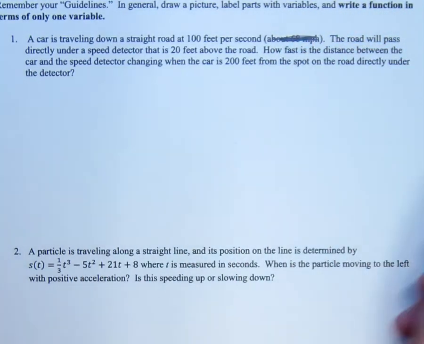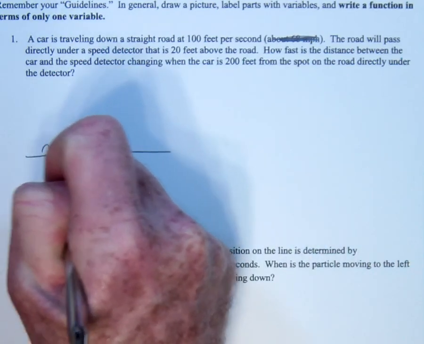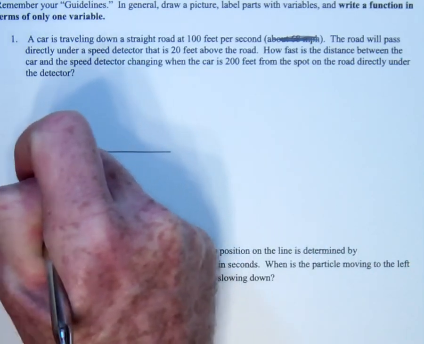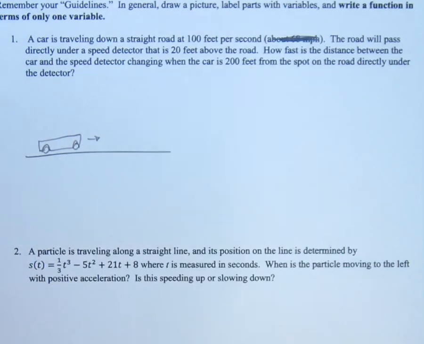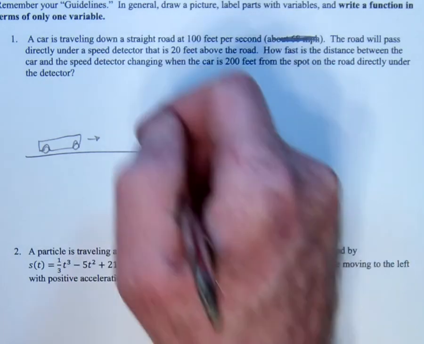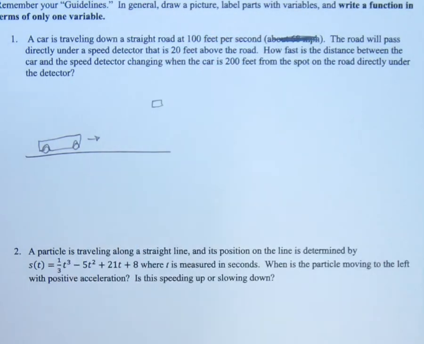Okay, so this can be the road. Make my fancy little car. There you go. The car is traveling down the road. There's going to be a speed detector, so let's just say that that's up here on a bridge or a pole or something like that. It's 20 feet above the road.